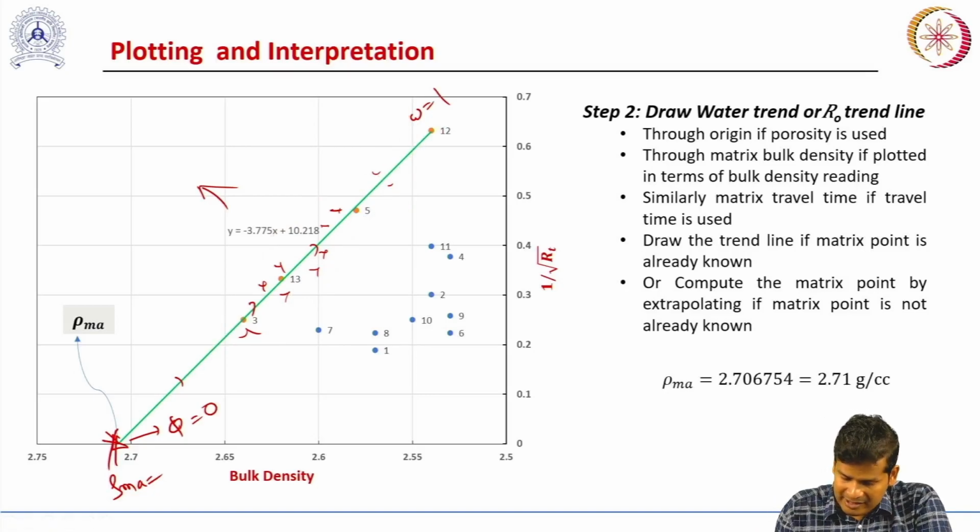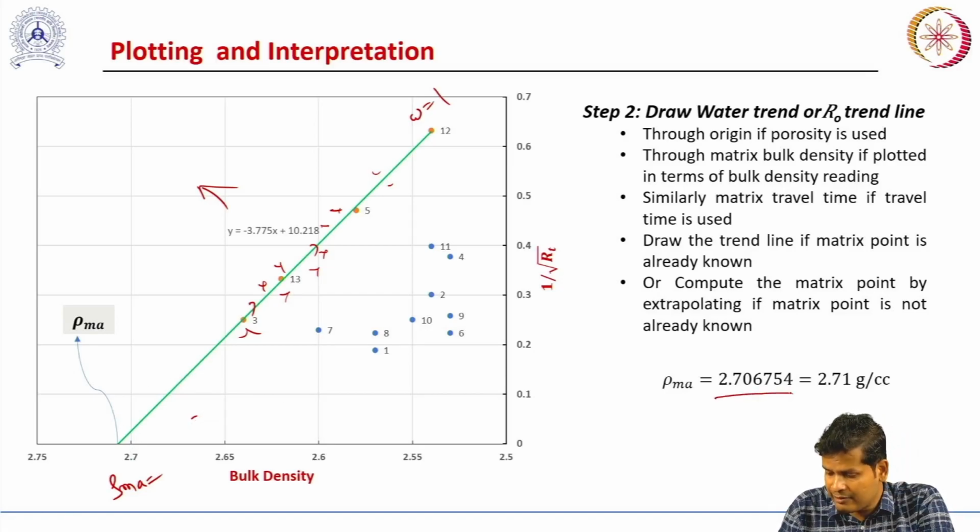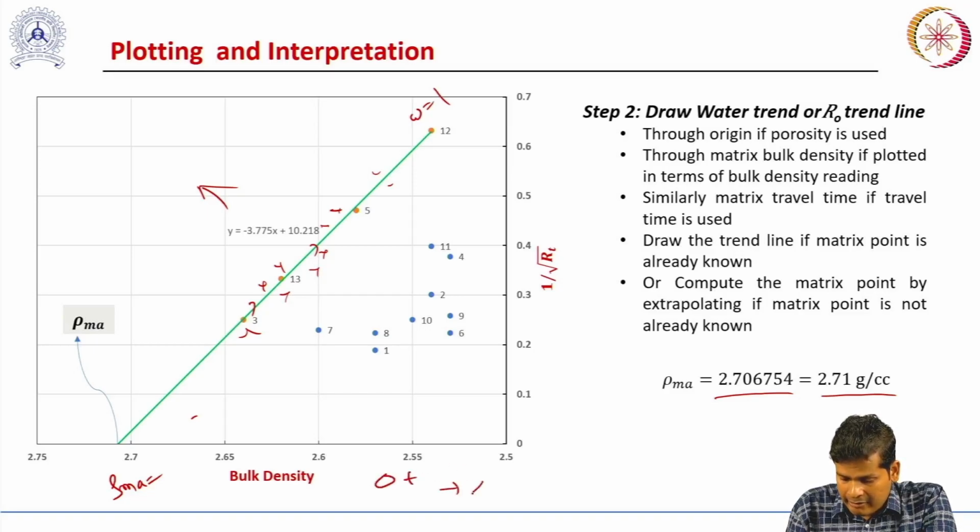In this example, you can see the value of rho ma is approximately coming as 2.706754 or 2.71 gram per cc. Again, the formation was limestone. You can see we are also getting a matrix density almost the same as our limestone matrix density. If we had used the delta T instead of rho b, I would have calculated what? Delta T ma.